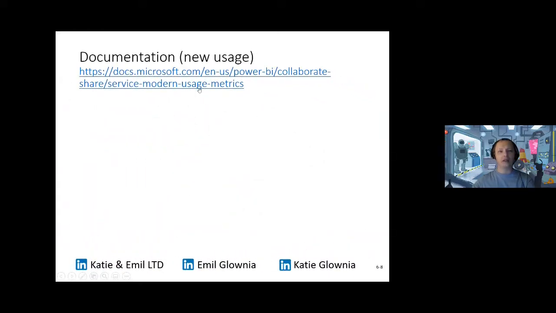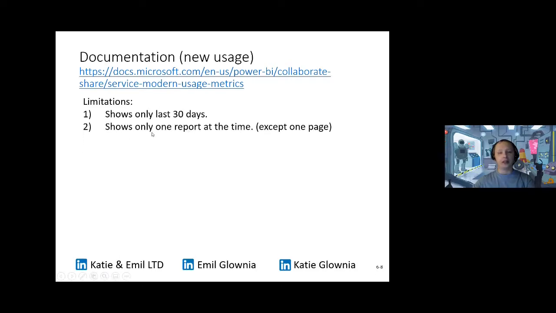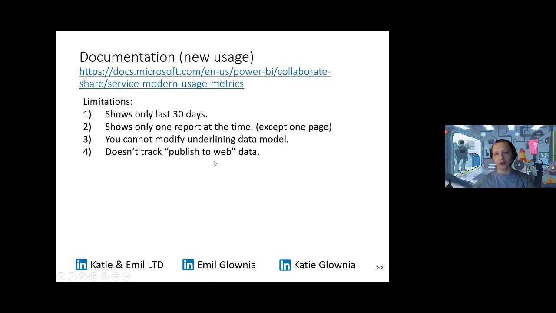Now, the documentation is available using this link. I will share the PowerPoint presentation. The limitation is it actually shows only the last 30 days. So if you want to look at the trends, it's only 30 days. So you cannot compare this month to the previous month because it's only 30 days. So it's very limited in this respect. It shows only one report at a time, except one page that I showed you. And you cannot modify the underlying data model, and it doesn't track publish to web. So similar limitations to the classic.